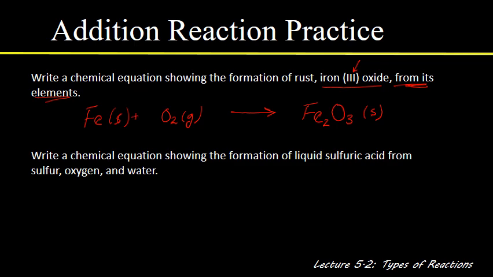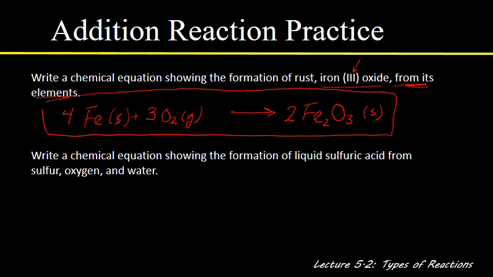I can see that no matter what we do with our oxygens, on the left we're going to have an even number of oxygens, either 2, 4, 6, 8, 10, something like that. So in order to have an even number of oxygens on the right-hand side, we might try putting a 2 here. If we put a 2 there, that gives us 6 oxygens on the right. So in order to get 6 oxygens on the left, we can put a 3 here. And then that gives us 4 irons on the right, so if we put a 4 there, we get 4 irons on the left. And there we go. There's a nicely balanced reaction.